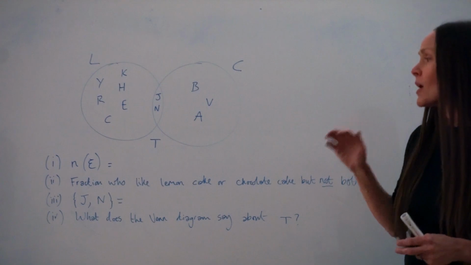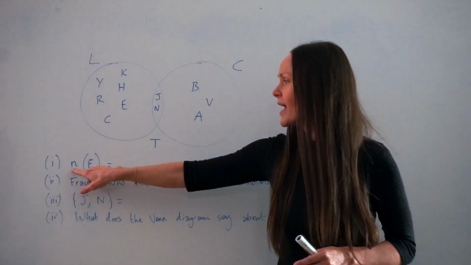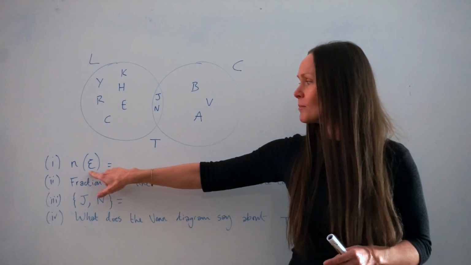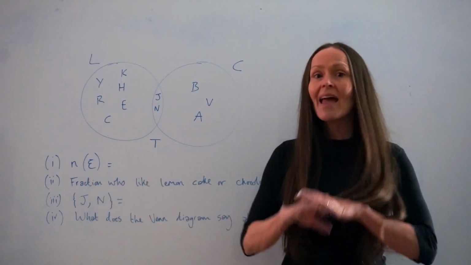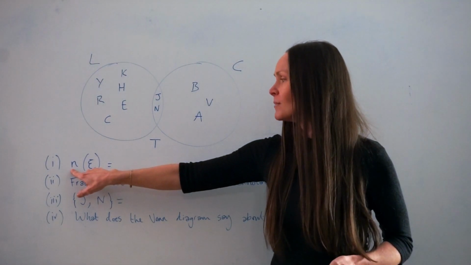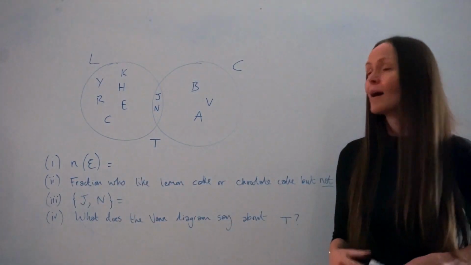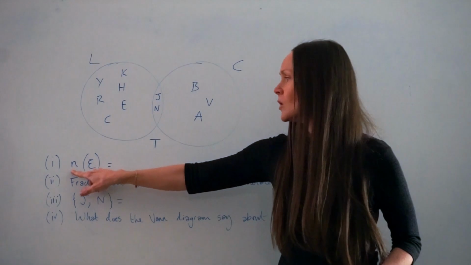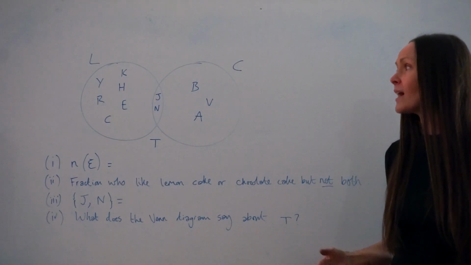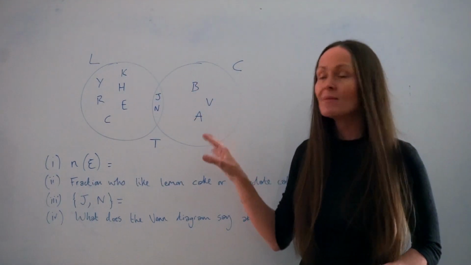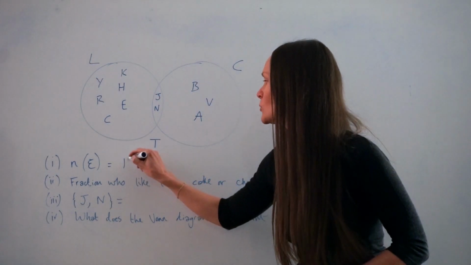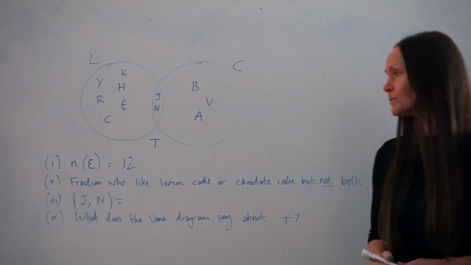So, part 1, we have to work out n, and then inside the brackets we have the universal set symbol, okay? That means everyone all together. So n means the number of elements, so we're trying to work out the number of customers all together on our diagram. So to work that out, you would just count all the names, and you should find there are 12 customers all together. So you would just write 12 for part 1.